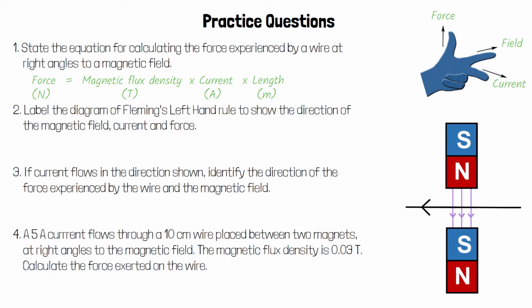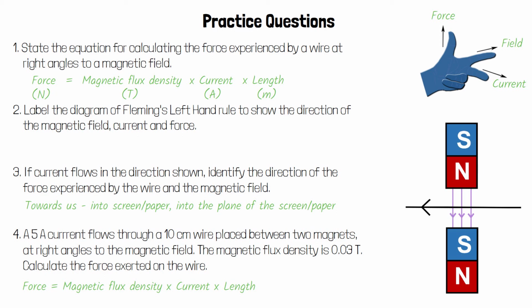In the second diagram, if we use Fleming's left-hand rule to line up the directions of the current and magnetic field, the direction of the force will be straight out towards us, out of the plane of the screen or the paper. If you imagine you're looking down on these magnets and the wire on a desk, then the force would be acting upwards towards you.